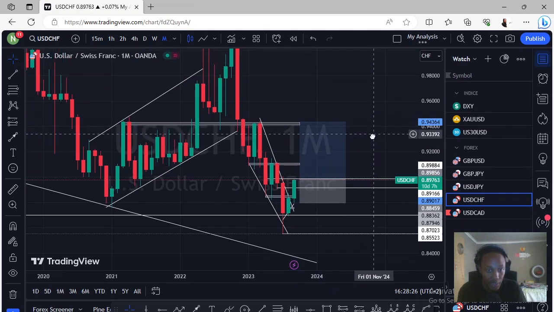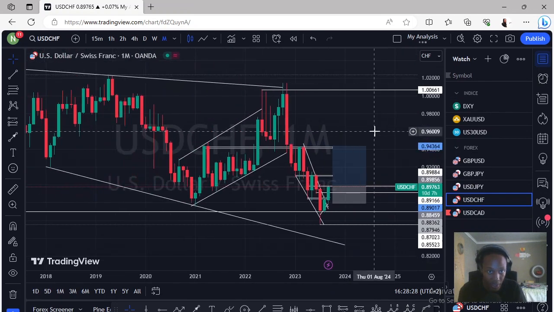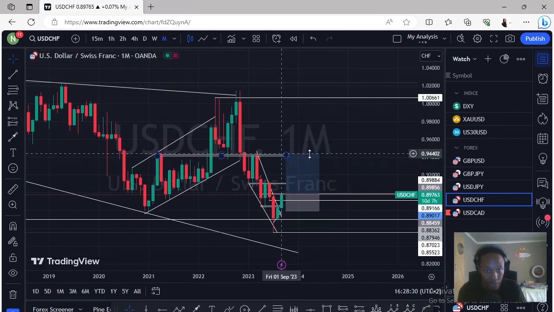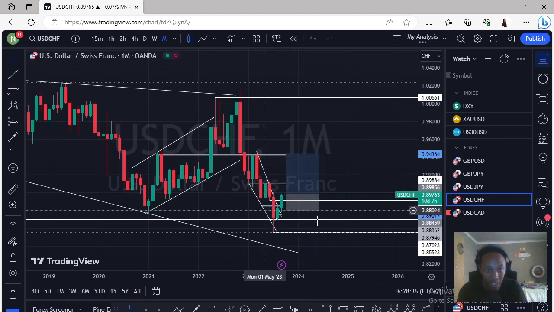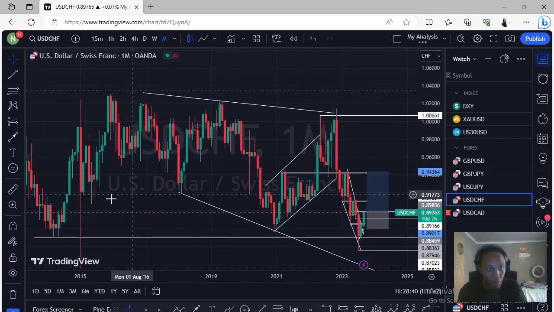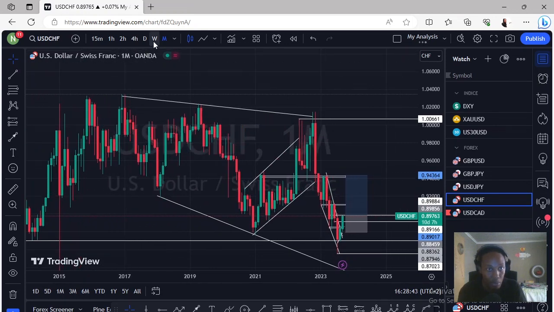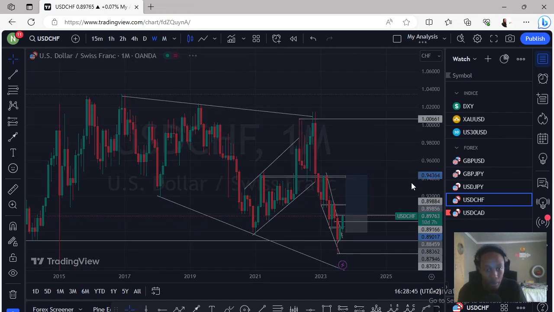On USD CHF, we're anticipating the market to buy till this area over here. So it's simple analysis, very strict, very simple. I can't really touch it a lot, but you can see how simple it's been moving. Let me go to the weekly.